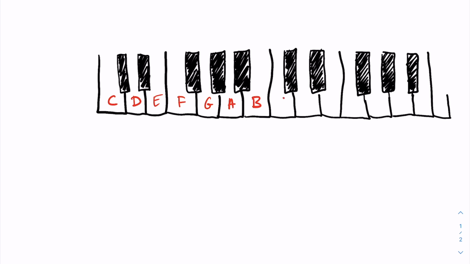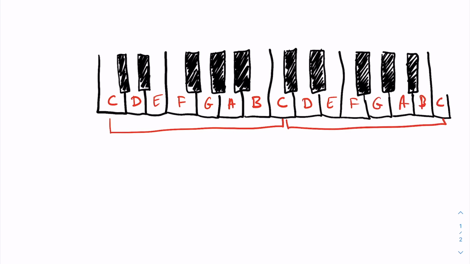Now, once you get back to the beginning, you actually have gone through an octave. So C up here and C down here are an octave apart, and then it just continues on. So here we have 2 full octaves on the piano keyboard.